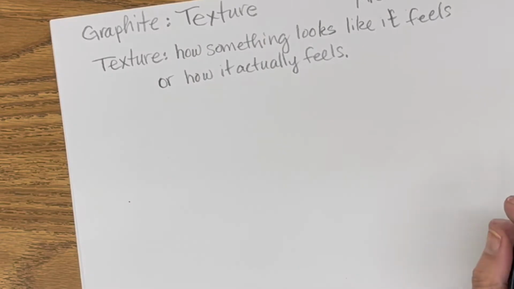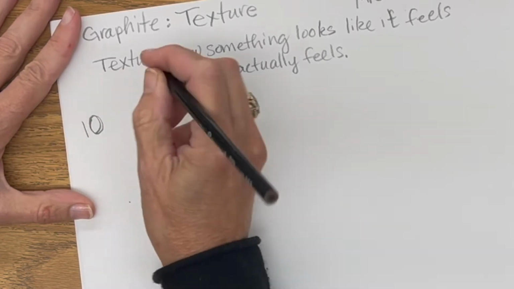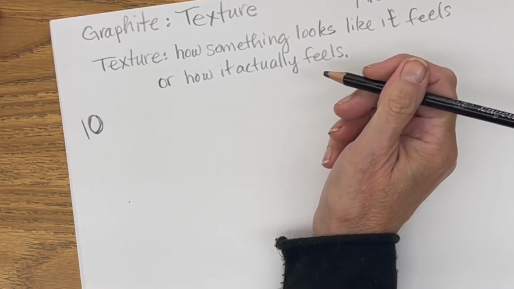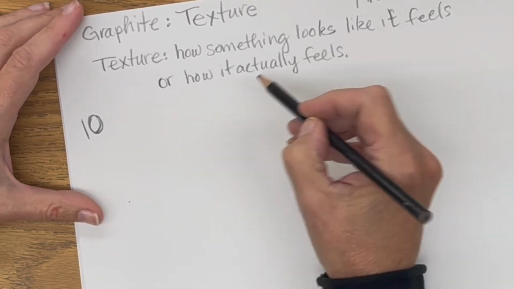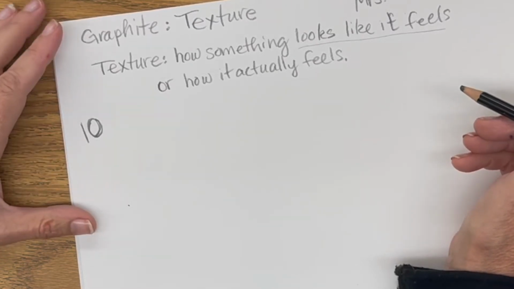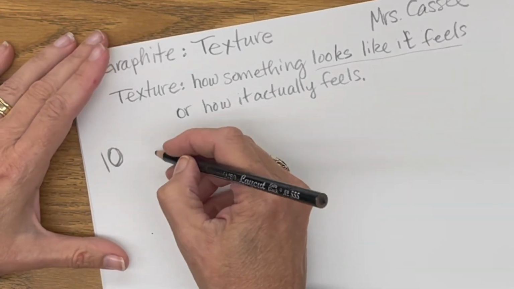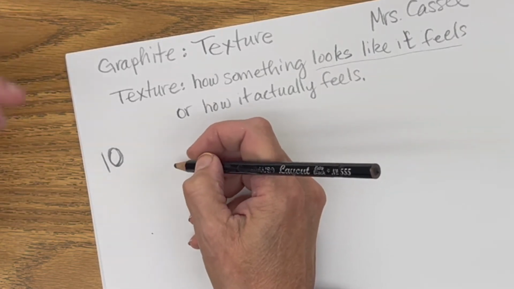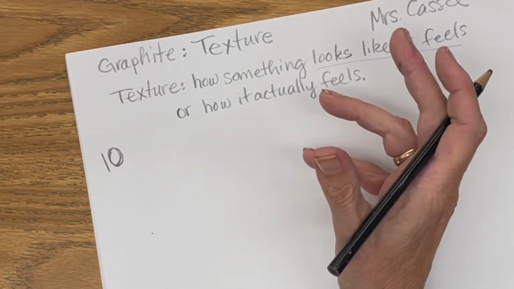So now your job is going to be, the directions say for this one, that you need to create 10 textures. And this is going to be marks on your paper that look like they feel like something. The key to making texture is to use lines together or little shapes in a big group to make something that looks like it feels like something.